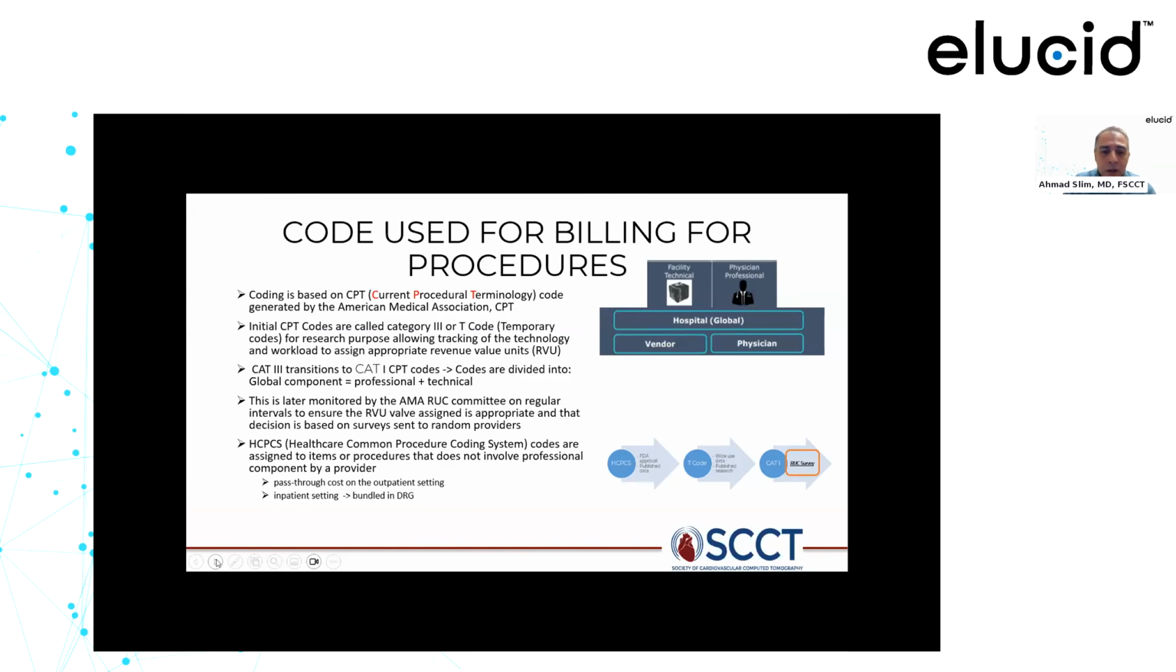A new technology comes into the world, and it has to go through 3 steps before it solidifies into a Category 1 that we use. Initially, it hasn't been FDA approved. It's still in the research world, or we're still trying to track it. In that part of it, it falls under something called HCPCS, or Healthcare Common Procedure Coding System.